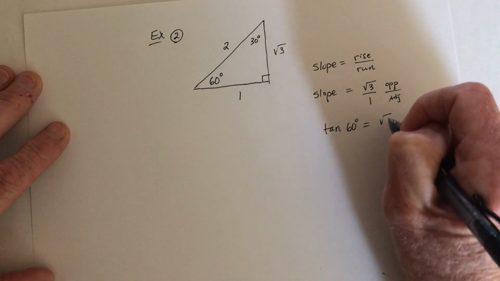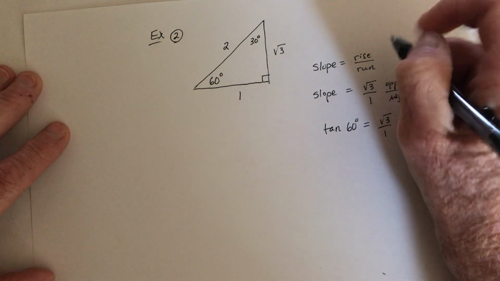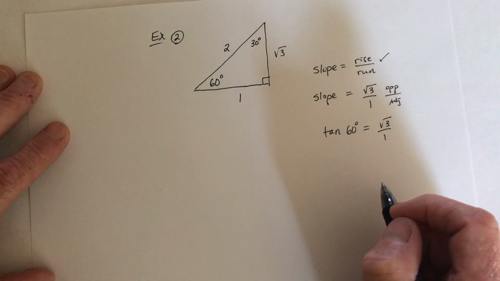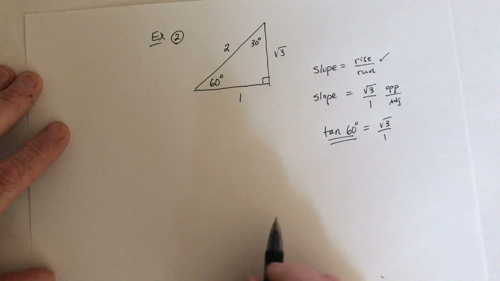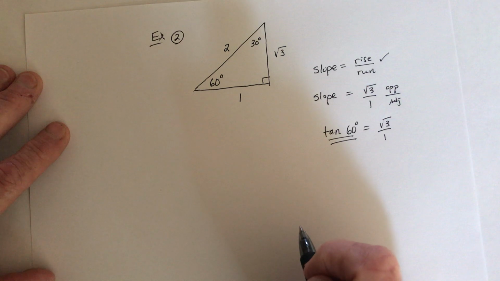So in other words, there's actually 2 ways that you can find slope right here with a right triangle. And that is use rise over run, just like in algebra, or you can use tangent of whatever the angle is, and it will tell you the same answer. So tangent actually gives you slope.